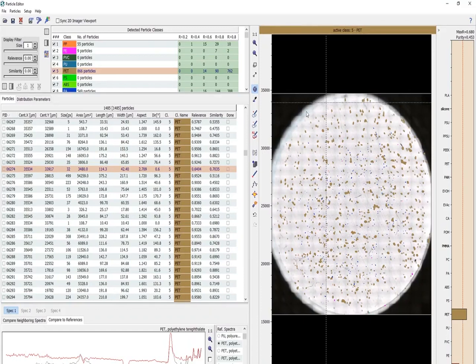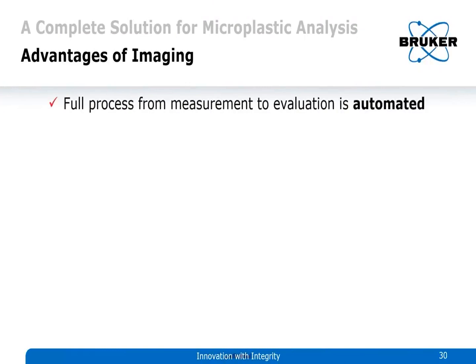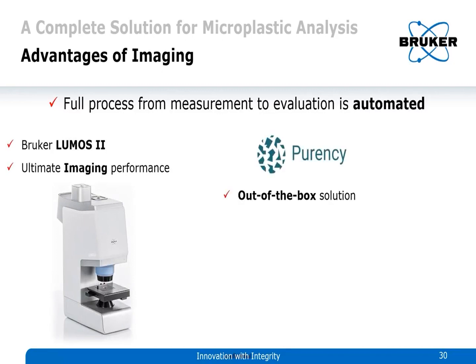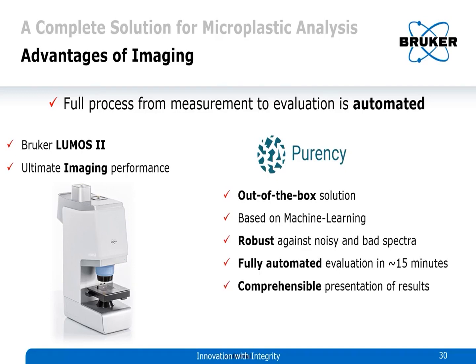Okay, so this is the basic operation, and let's get back to our presentation. Let me sum up all the advantages of imaging we have collected so far. The full process from measurement to evaluation is automated. With the Bruker Lumos 2, you get the ultimate imaging performance for best spectral data, and with the Purency Microplastics Finder, you get an out-of-the-box solution that is based on machine learning and therefore very robust against noisy or bad spectra. The evaluation is fully automated and done in only 15 minutes. The presentation of the results is quite comprehensible, and you can always trace what the software has actually done. This makes it the ideal solution for routine analysis of samples.